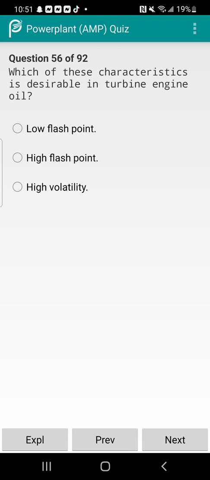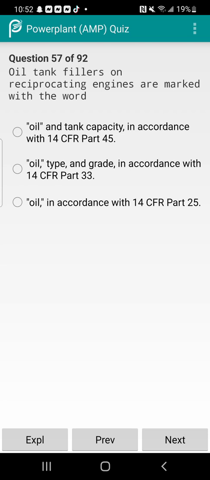Which of these characteristics is desirable in turbine engine oil? High flash point.